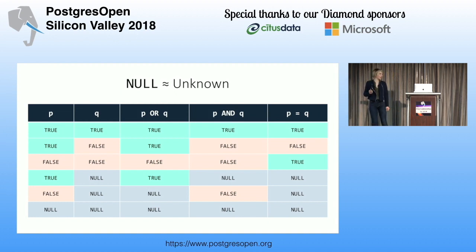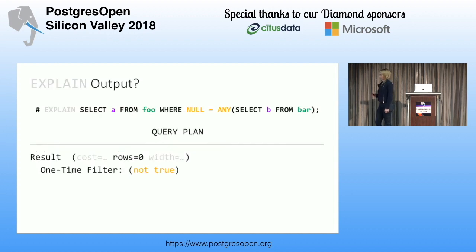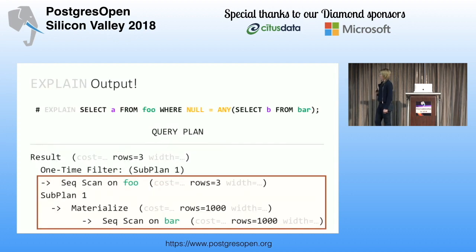Any questions? Okay. Cool. So now, what plan did I expect from this? I thought I would see a result node with a filter that was like, don't do anything. This is what I thought I would see. This is what I saw. So I asked myself, why?